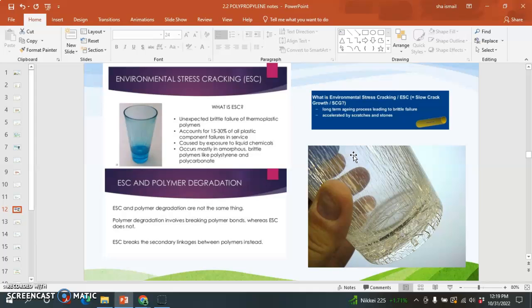ESC and polymer degradation are not the same thing. Polymer degradation involves breaking polymer bonds, whereas ESC does not. ESC breaks the secondary linkages between polymers instead.